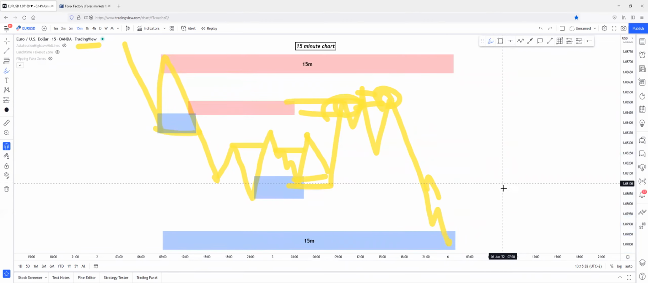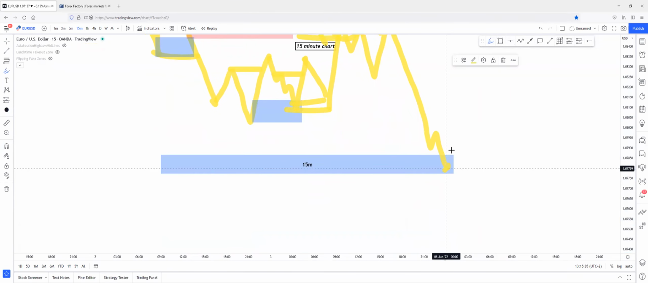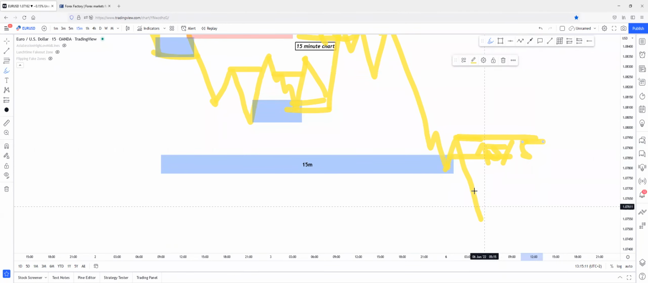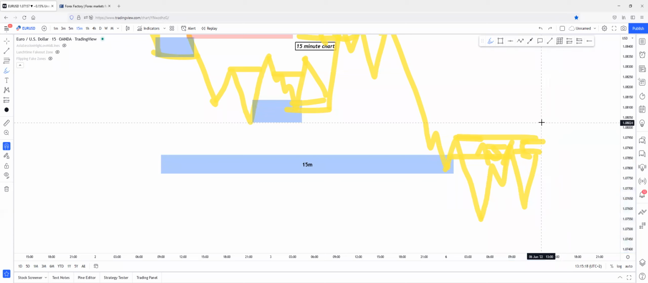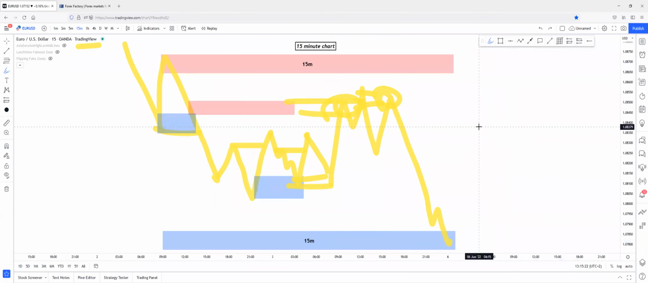If the confirmation doesn't happen and this zone is just being broken, reaction, you wait for this demand zone. This will be a 15-minute/5-minute demand zone. I mean supply zone, sorry. You wait for this supply zone to be tapped. Change of character right here on the 1-minute chart, continuation. That's all. We are only trading based on these reactions. We are only trading based on these 5-minute and 15-minute zone reactions.